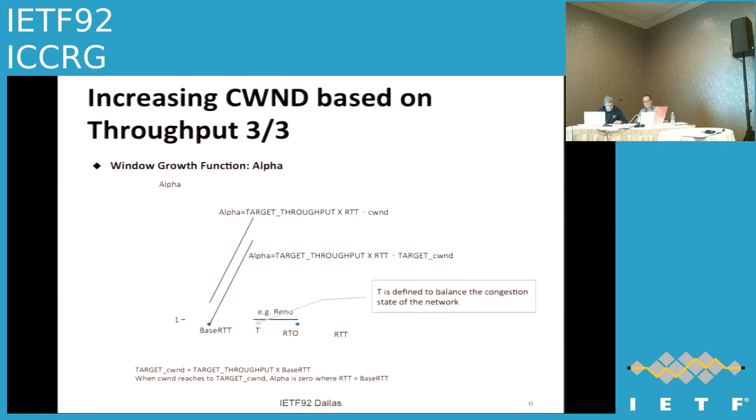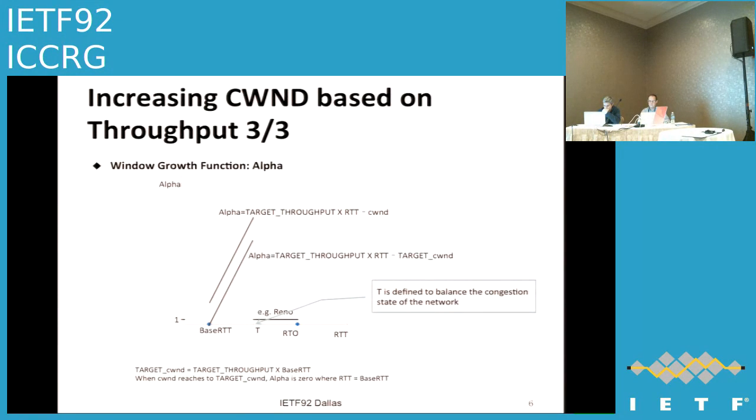Here we show the window growth factor alpha. For example, when the congestion window is equal to the target congestion window, alpha is 0, with the RTT equal to the base RTT. And the general alpha curve is the one on the top. Alpha is equal to target throughput multiplied by RTT, minus the congestion window.